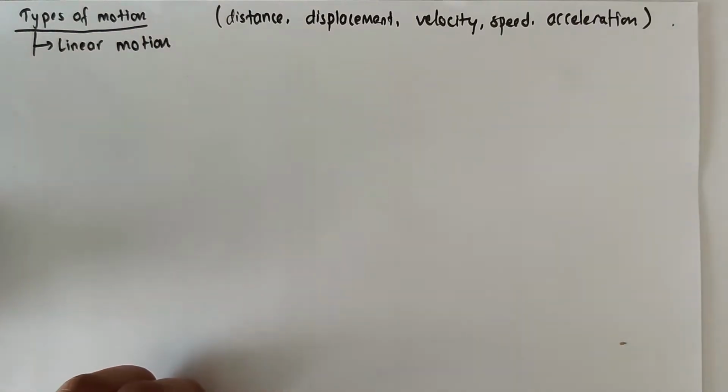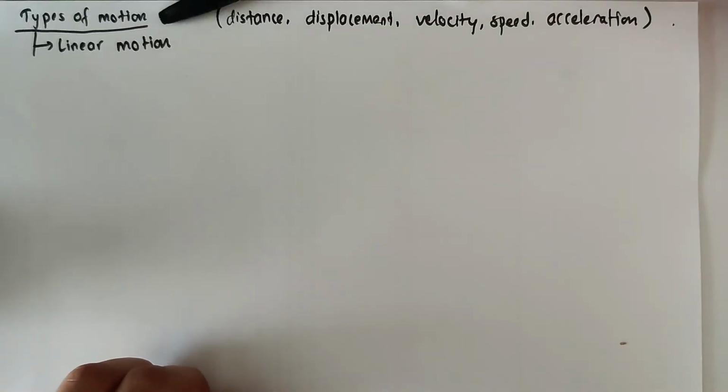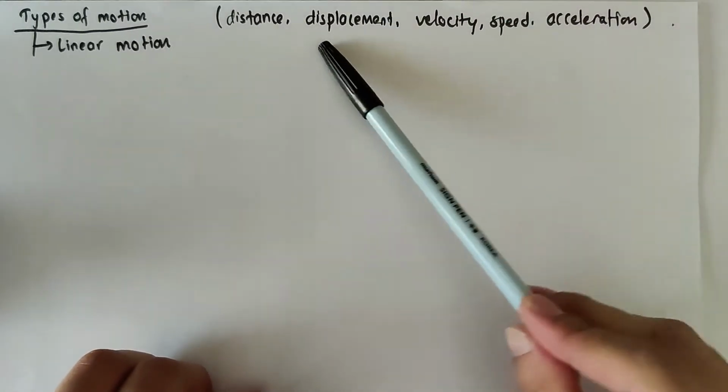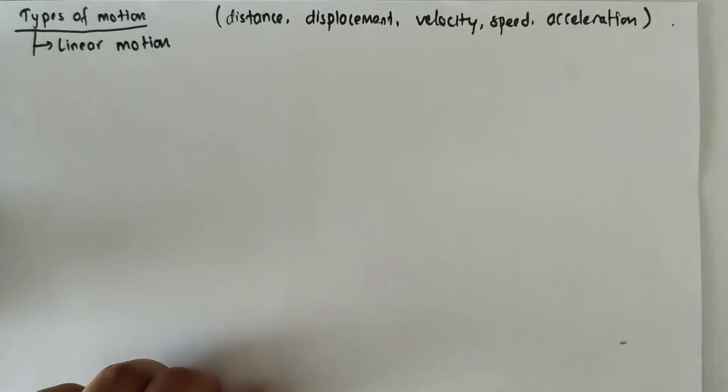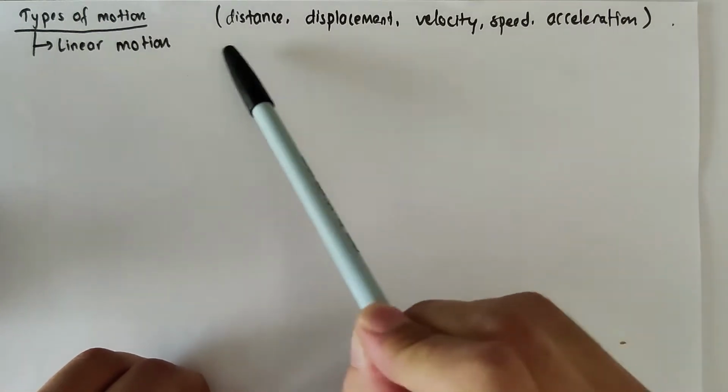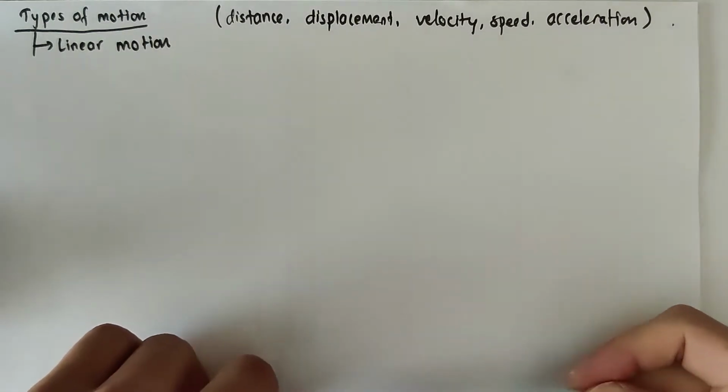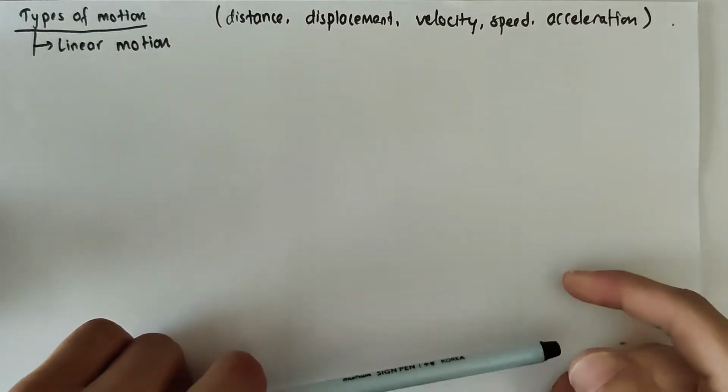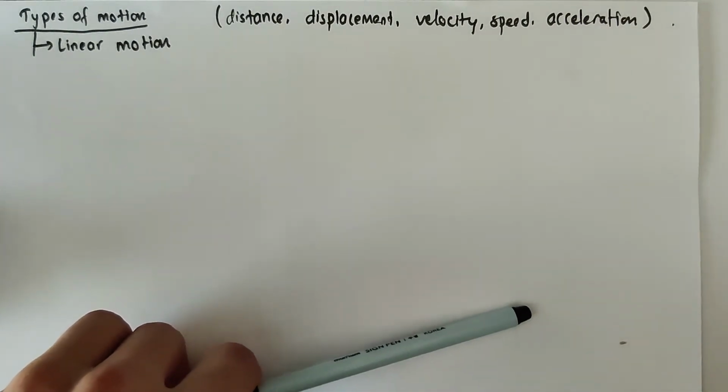In my last video, I talked about different types of motion, and whenever there's motion, there are certain terms that are involved, like distance, displacement, velocity, speed, acceleration. I kind of introduced these terms to you. You can watch that video, I'll put a link in the description below, and understand the differences between these terms and understand that these terms come up when there is motion involved.